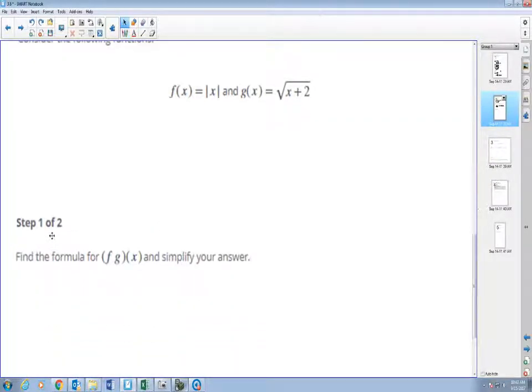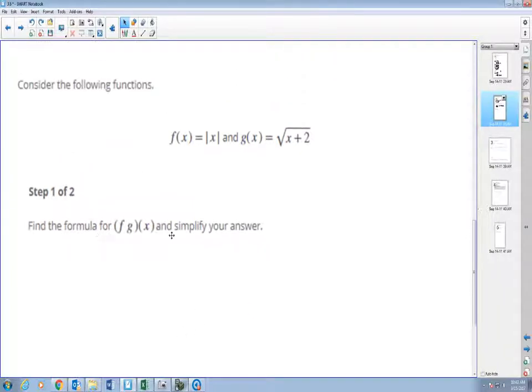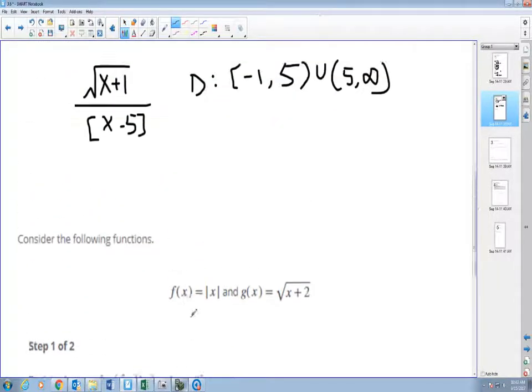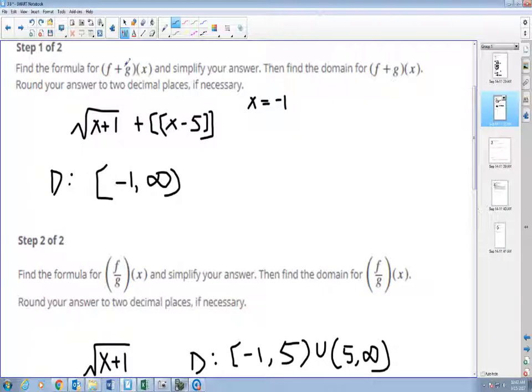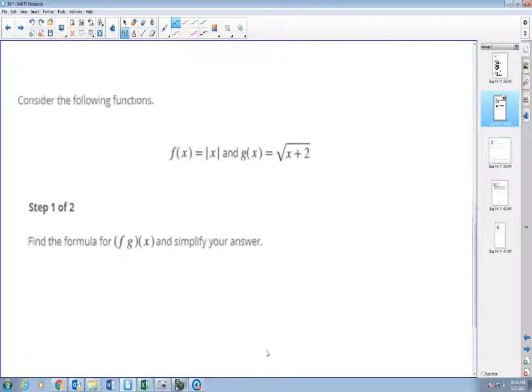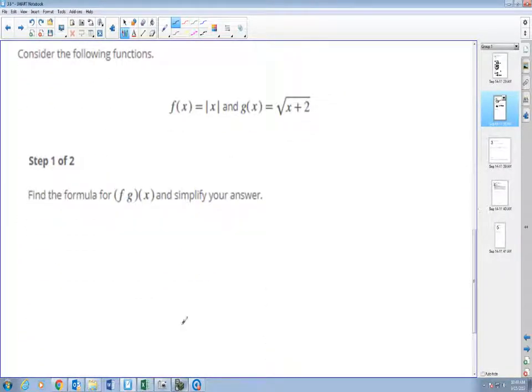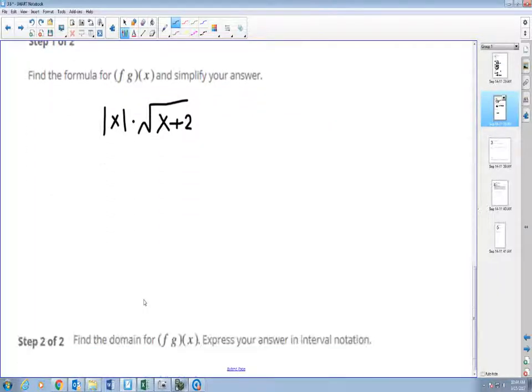Alright, let's try this one. Multiplying. Earlier we would add 1 and divide 1. Absolute value function times square root function will simply be absolute value of x times square root of x plus 2. There's really not much you can do, because you can't distribute this x in there, because it is inside the absolute value.